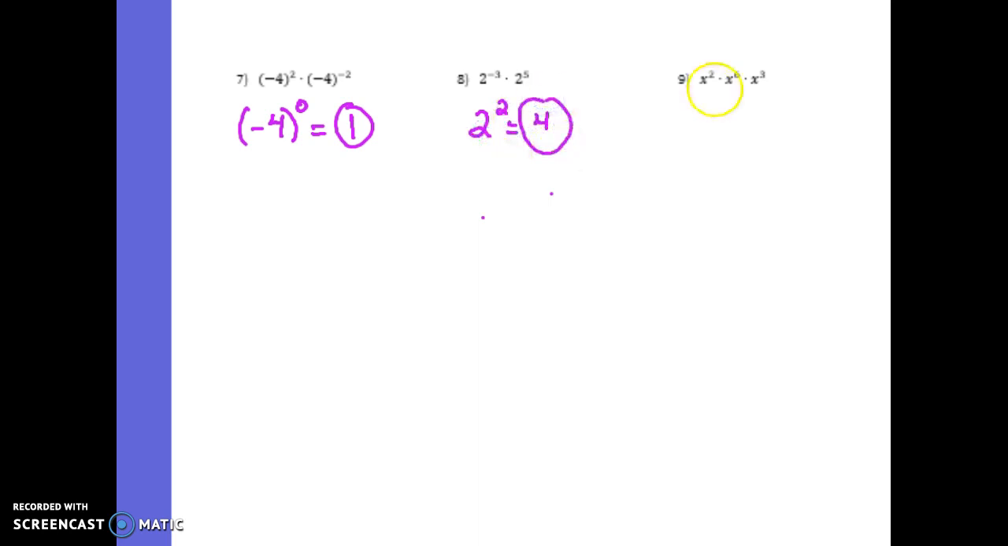And here I've got x squared times x to the 6th times x to the 3rd. Again, we have the same base for all three, so we're just going to add the exponents. This would be x to the 8th plus 3 is x to the 11th. Okay, so number 10, we would have a negative x, and this would be 4 plus a negative 3 is 1. We can simplify that and just write it as negative x.